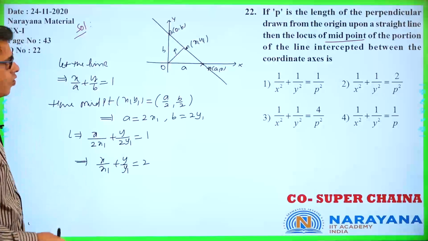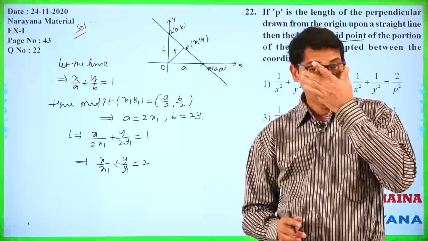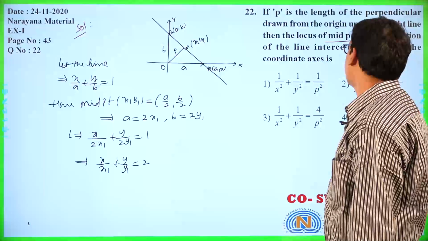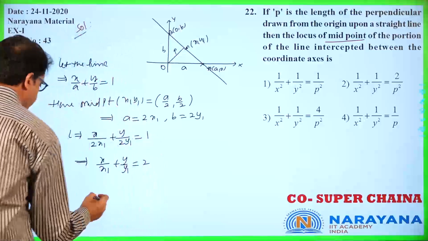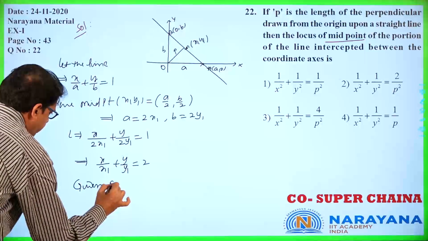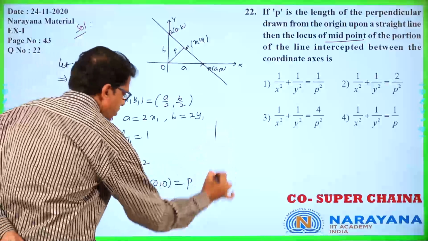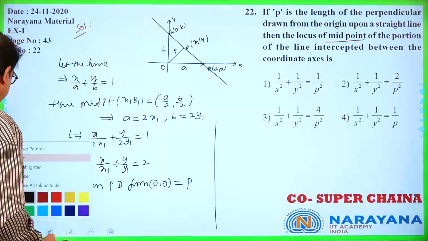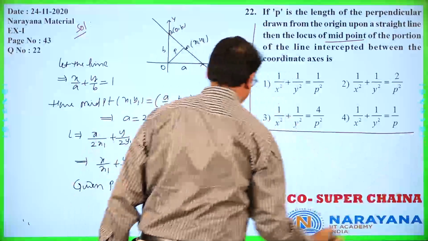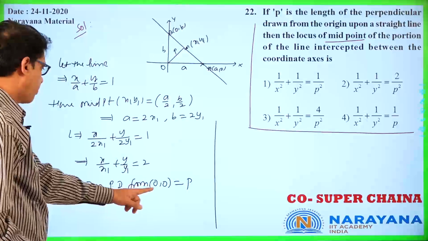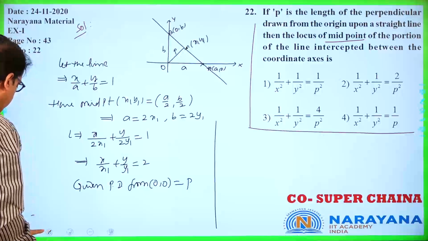This is a line. Now to find the locus, we need the condition. What is the condition? Here the condition is that the perpendicular distance from the origin is given as p units. Apply it. So given perpendicular distance from origin (0, 0) equals p. That implies mod of c by, so here, what is the formula for perpendicular distance? Mod of c. What is the c value? So the c value is minus 2.